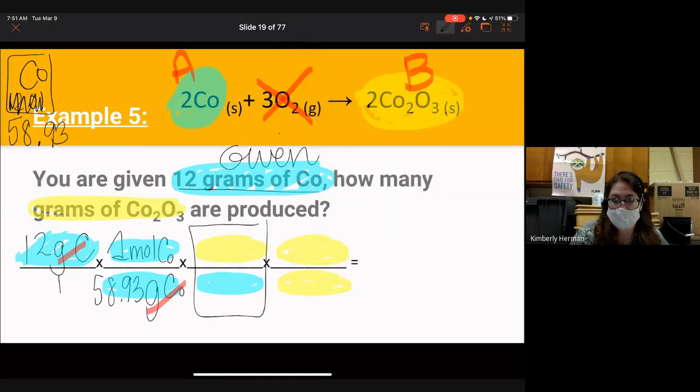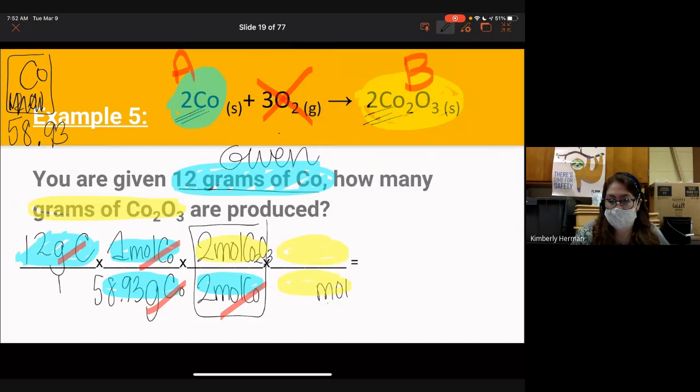So now this is our pivotal point where we're going to transition from our A to our B. So we need to look at those coefficients. And we'll see that this is pretty cool. We have 2 moles of cobalt on the bottom, and we actually have 2 moles of cobalt oxide on top. Now we can simplify it, but I'm going to do that at the end once I have all my numbers in. So notice again that our mole of Co cancels out.